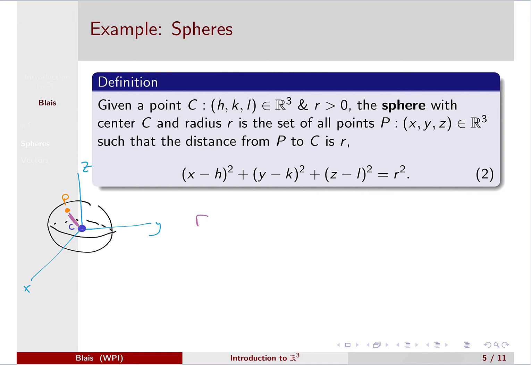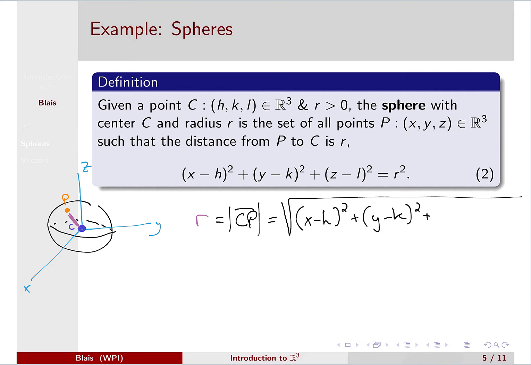So that distance R is the length of that line segment CP, and the length of that line segment CP is the distance between the point C at the center and the point P on the surface, which by definition is the distance between the 2 points P and C. So using our previous slide, we can take the difference of the coordinates, square them, and add them up. So we would have (x minus h) squared plus (y minus k) squared plus (z minus l) squared. And then you see, if you square both sides here, we recover this equation labeled 2 here.